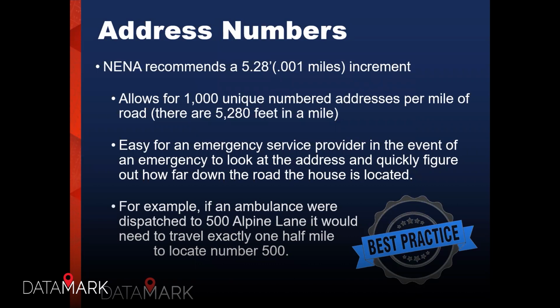So the NENA recommendation is for every 5.28 feet you have an increment for addresses, which allows for 1,000 numbers per mile. This is the standard that I see for a lot of distance-based addressing in the localities in which I work. The logic is really to make sure that people can estimate where an address is going to be down the length of the road. Even if the number isn't posted, they can say, okay, if I'm going to 500 Alpine Lane, I should go about a half mile, and I should be in the vicinity of that address. So that's really the logic behind assigning addresses this way.